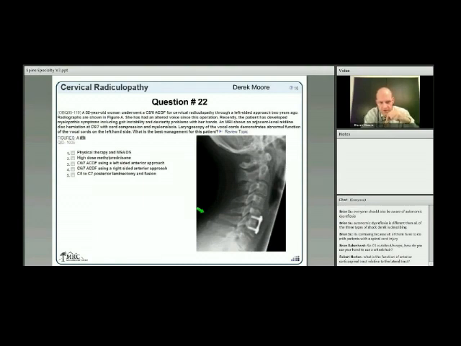So the situation here is we have a patient who had a previous ACDF. She's developed adjacent level disease and progressive myelopathy, and the source of compression is anterior, so we know we need to go anteriorly to do the operation.